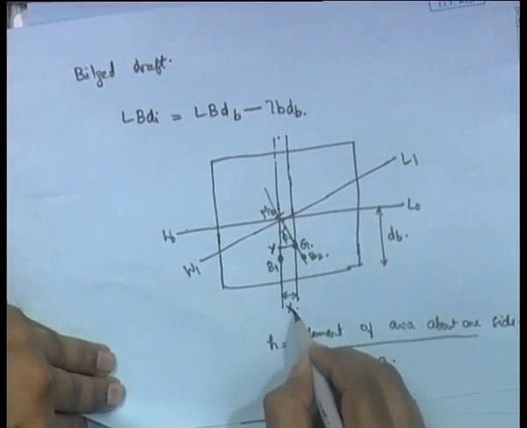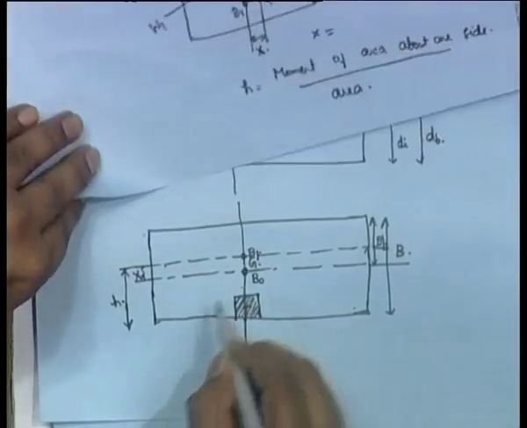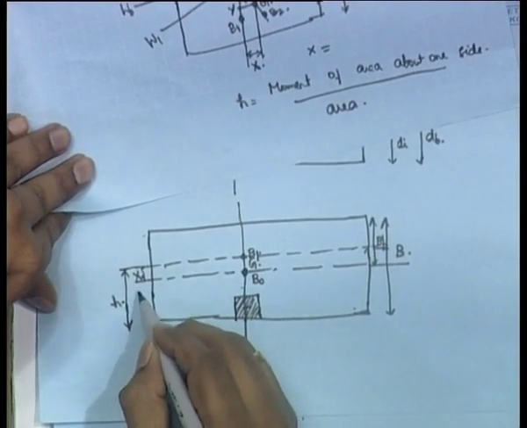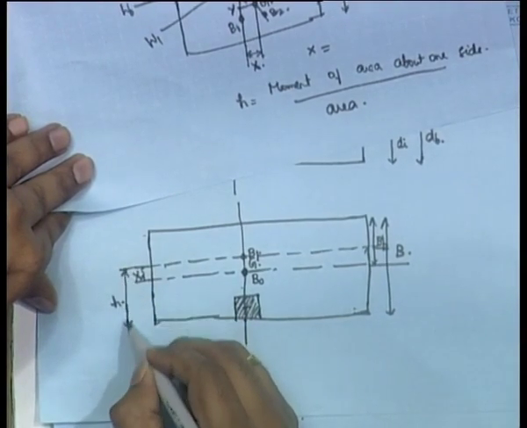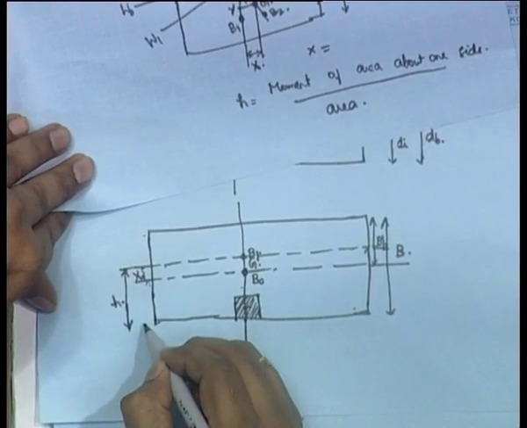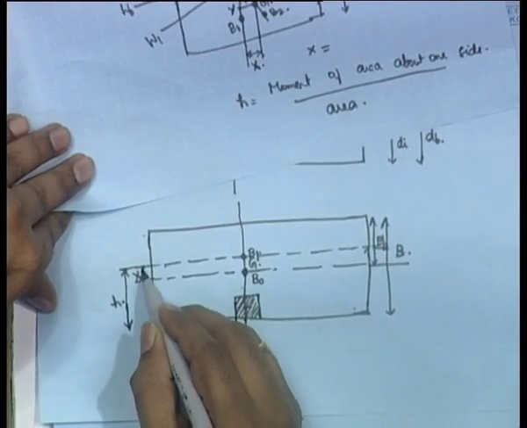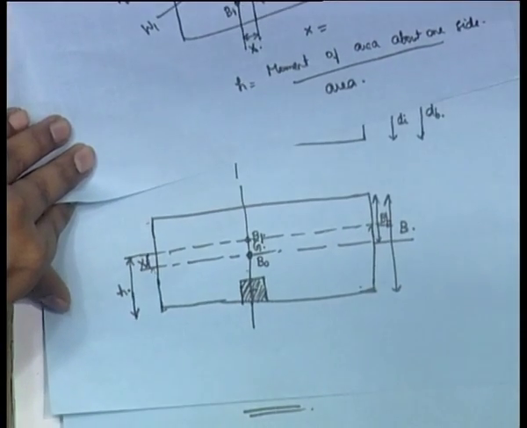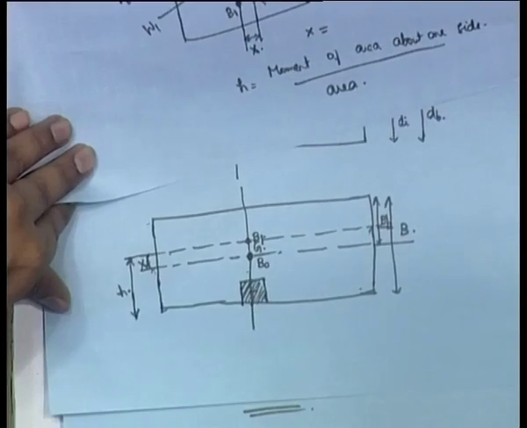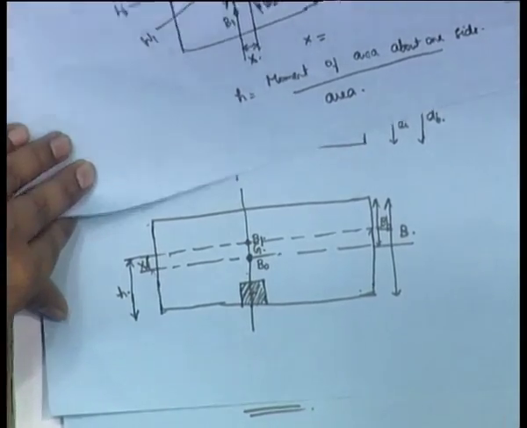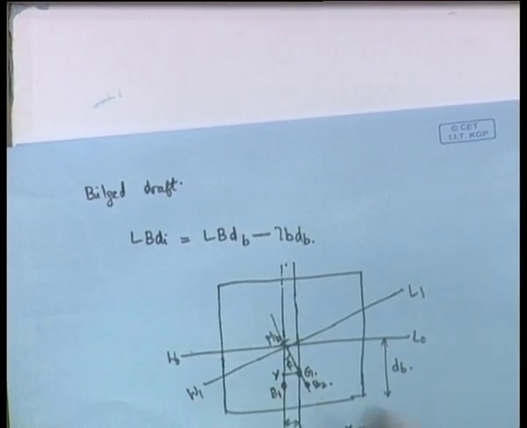Therefore, this x, as you can see from this figure, is equal to h minus b by 2. This is h, this is b by 2. So, h minus b by 2 will give you this distance. Therefore, G y will be equal to x, which will be equal to h minus b by 2. This is your G y. This distance G y is now calculated using this formula.